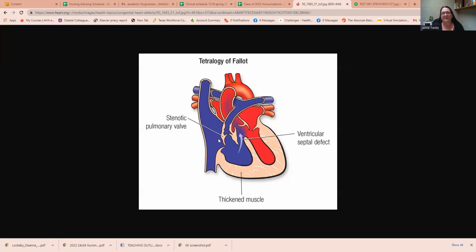So if they squat, that increases the pressure on the left side of circulation, the systemic circulation, because they're folding at the hips and the knees, right? If we increase the pressure here, that evens it out a little bit and allows more blood to go into the pulmonary arteries. And that's kind of an instinctive thing that you will see kids with Tetralogy of Fallot do.